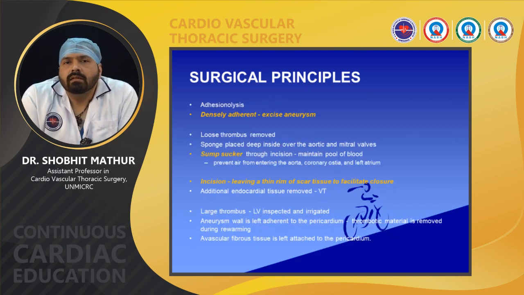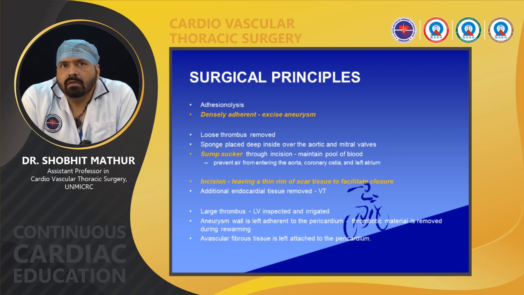If the pericardium is densely adherent to the aneurysmal portion, then there is no need to do any adhesiolysis. It is better to excise the aneurysmal part of the LV along with the pericardium. Loose thrombus, if we find a thrombus, it has to be removed. But before removing the thrombus, we have to be very sure that it doesn't dislodge, and so it's always better to keep a sponge over the aortic and mitral valve. So even if small emboli get dislodged, they will not be thrown into the systemic circulation.